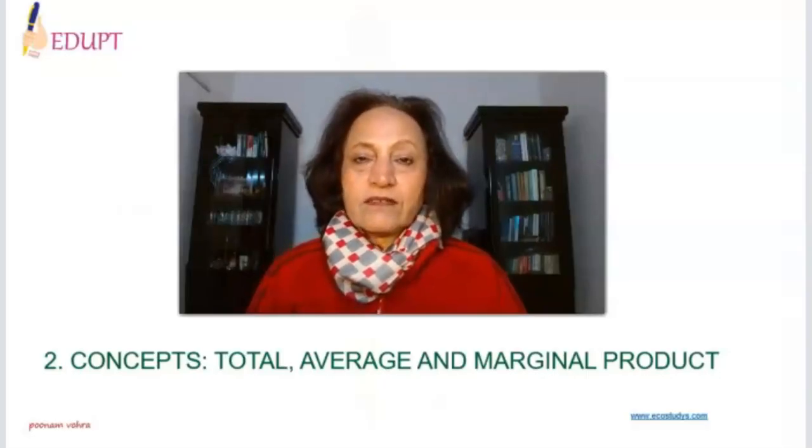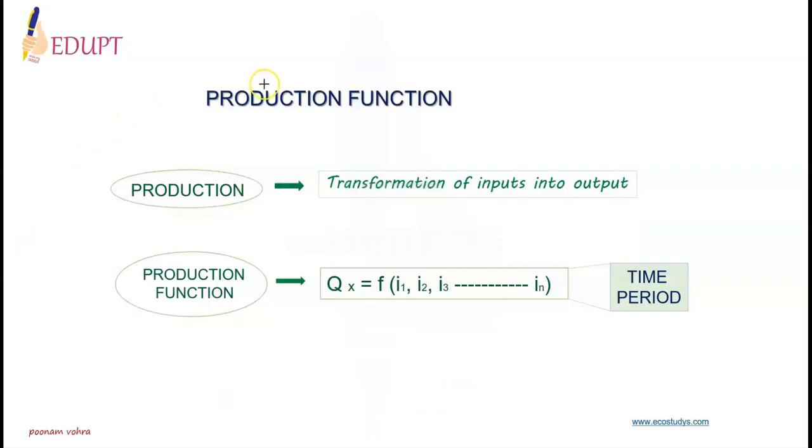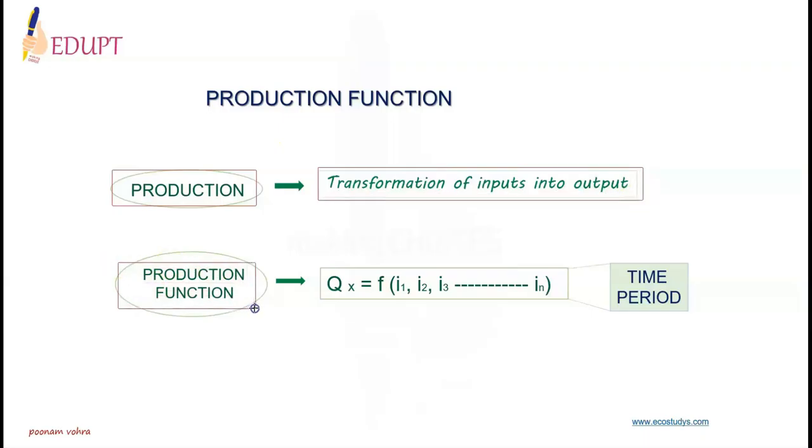Let's understand production function, where production is defined as a process through which a firm transforms its inputs into output. Production function refers to the functional relationship between inputs and output for a given state of technology. That is, quantity of commodity X is a function of various inputs written as I1, I2 till In.